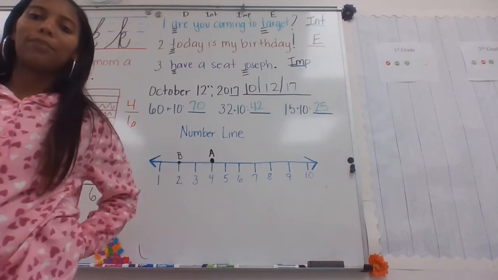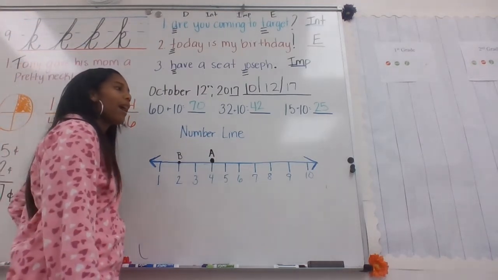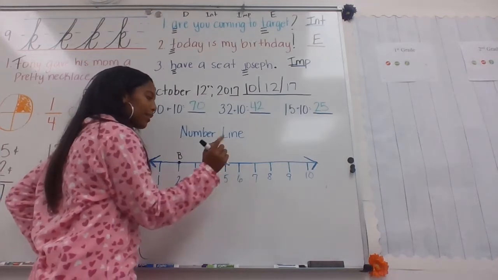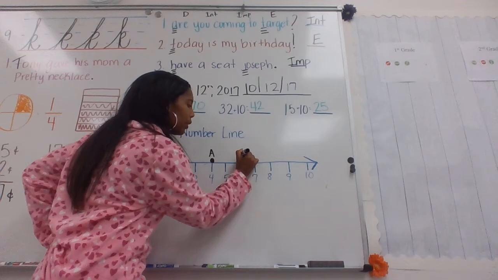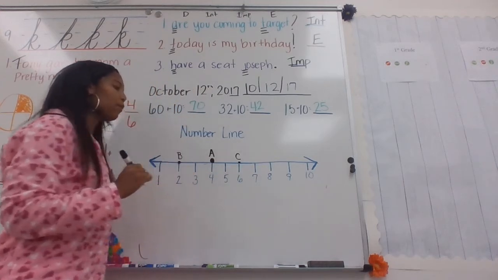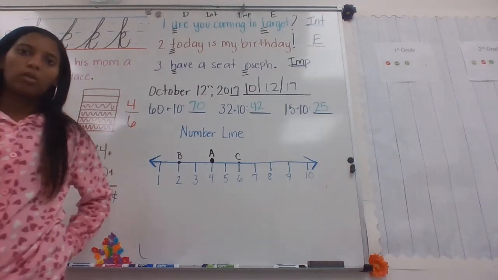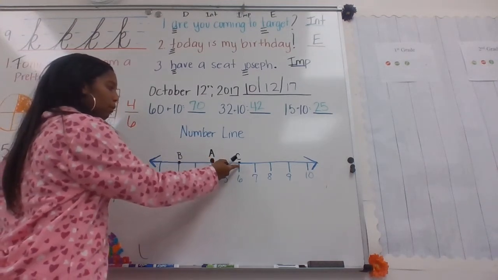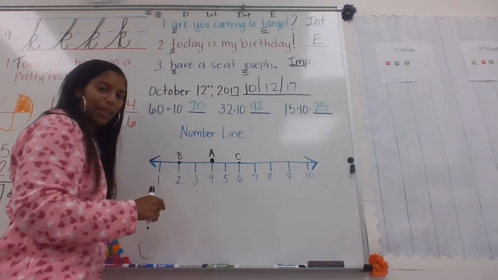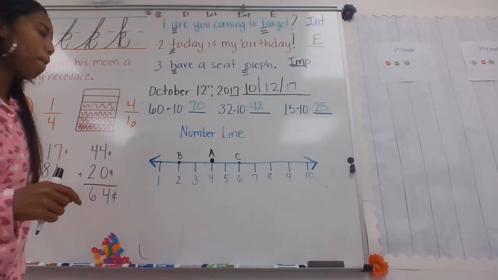Okay, next one is C. Next, I want to mark point C at number 6. So I go to 6, I put a dot above 6, and I put the letter C to show that point C is at number 6. It has to be a big dot, Miss Susan. Well, good enough to where you can see that you're marking it. It doesn't have to be as big as A, but just a good size. Is it all the even numbers?